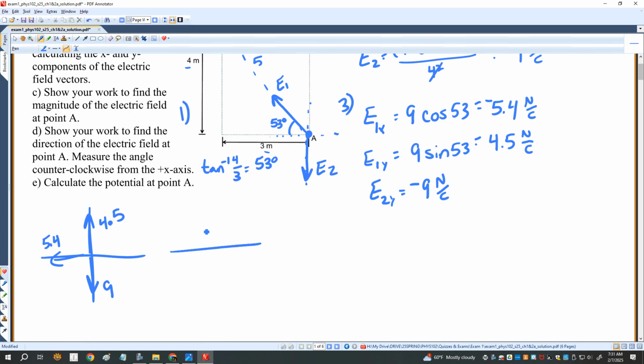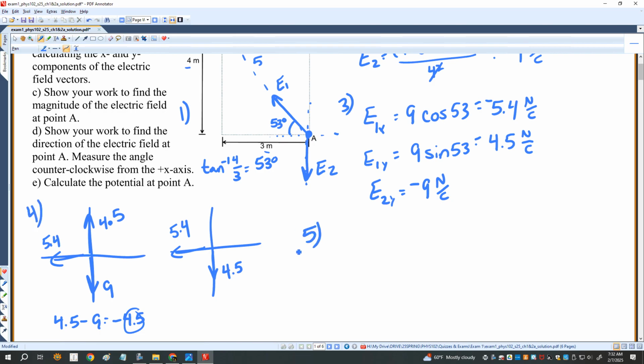So now I want to add those individual vectors. So here I get 5.4. There's no other X component to add to it. And then here I get 4.5. I get that by saying 4.5 minus 9 is equal to negative 4.5. And then this becomes the magnitude of that Y component that's in the downward direction. Now that would be step 4.